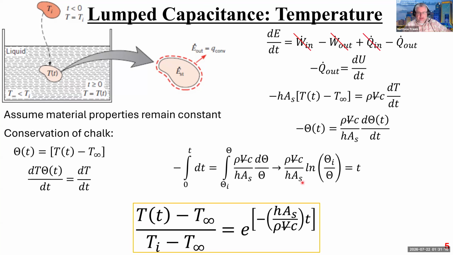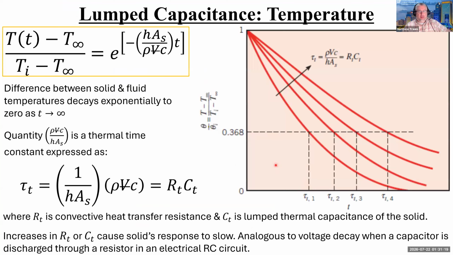Now, let me see if I can get the slides to move. There we go. Okay. So let's dig in here a little bit deeper. So we've got this expression for lumped capacitance that we just derived. And a couple things to point out, right? If you allow this time to basically go out to infinity, what we're tracking as this time gets bigger and bigger and bigger is the difference between the solid temperature and the fluid temperature. And that difference essentially decays to zero as t approaches infinity, right?